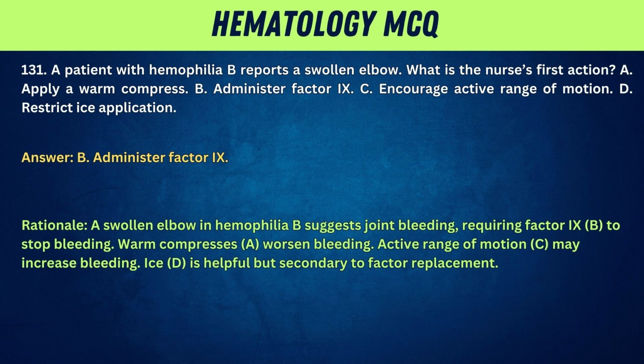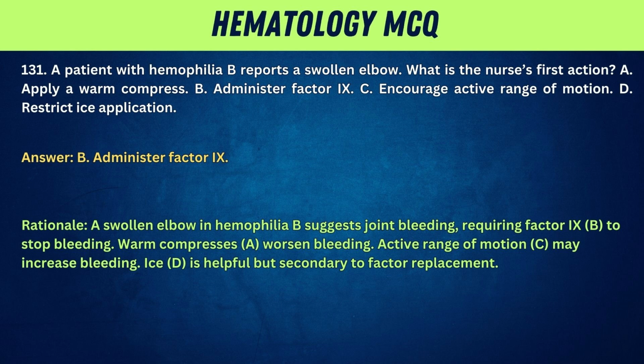131. A patient with hemophilia B reports a swollen elbow. What is the nurse's first action? A. Apply a warm compress. B. Administer factor IX. C. Encourage active range of motion. D. Restrict ice application. Answer: B.